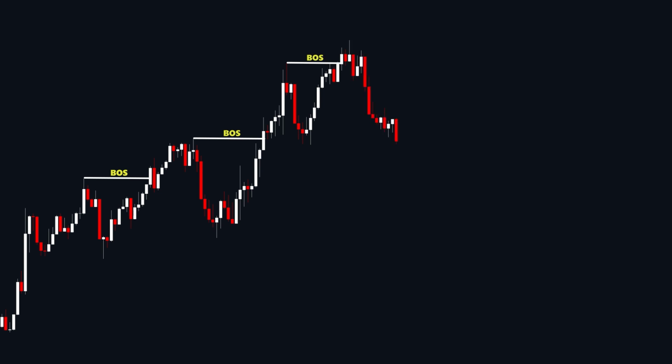This one tells a different story. Let's say the market was in an uptrend, but this time, price doesn't break the last high. Instead, it forms a lower high and then breaks below the last low. That's your change of character.